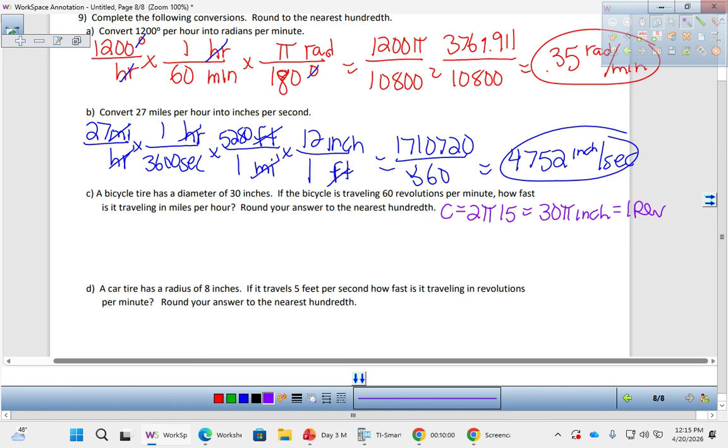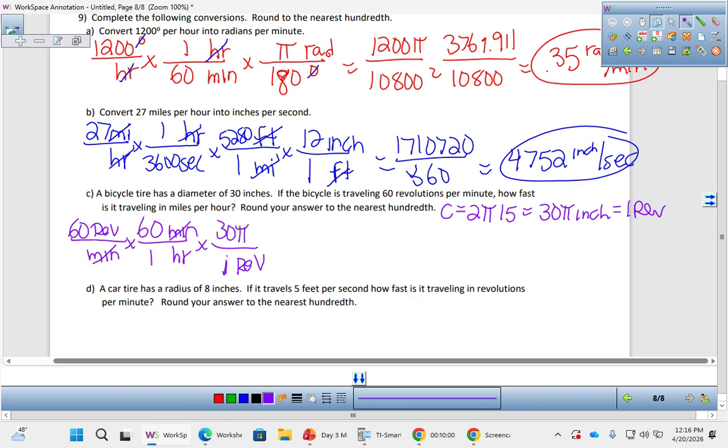All right, so we have 60 revolutions per minute, and we want miles per hour, which means I want the minutes to cancel out. So I'm going to put the minutes up top and the hours on the bottom. And I know that 60 minutes is 1 hour. That's going to get rid of the minutes. Now I'm at revolutions per hour. I like the per hour, but I don't like the revolutions. So I want to get rid of the revolutions. So that means I'm going to have to put a revolution in the bottom. Well, I know that 1 revolution is equal to 30 pi inches. So that gets me the revolutions to cancel out.